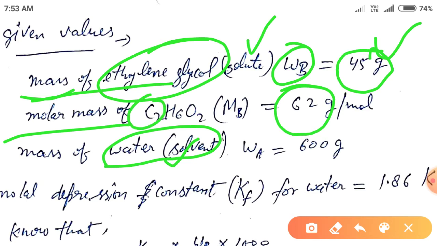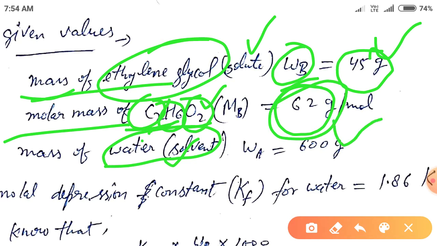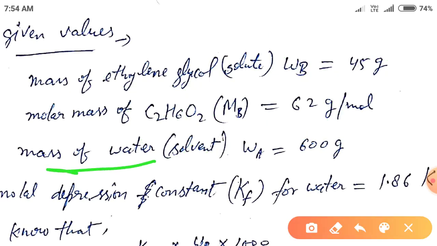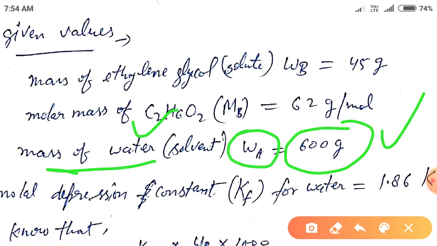C2 means 24, and C6 H6 means 6, plus 2 into 16, atomic mass of oxygen. So 16 into 2 is 32, 30 plus 32 equals 62 grams. And mass of the water, that is the WA, is 600 grams, that is given in the question.